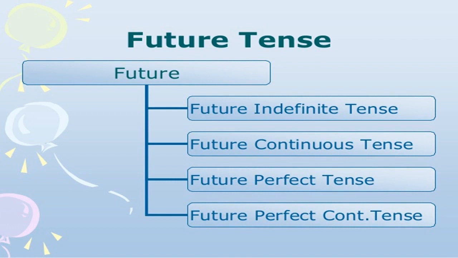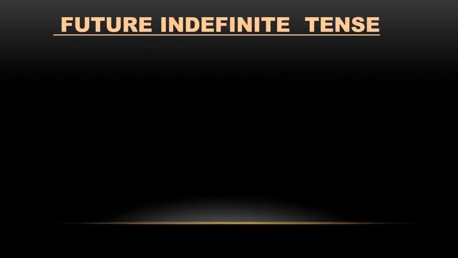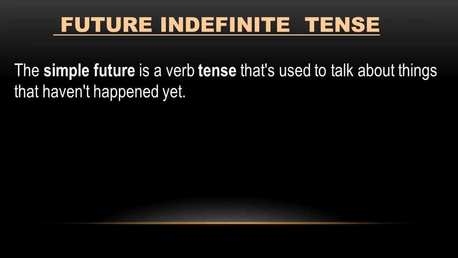Now, future tense, as the other two tenses, is classified into four types, that is future indefinite or simple future tense, then future continuous tense or progressive tense, then future perfect tense and future perfect continuous tense. Now we will discuss each of them with their basic form, structure and their uses. The first type we have is future indefinite tense. The simple future is a verb tense that is used to talk about things that have not happened yet.